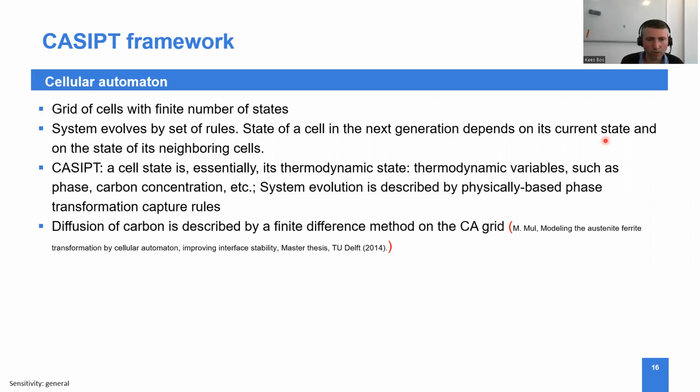And I think quite important is that on top of that, we have a finite difference method which directly works on the CA grid that can be used for diffusion calculations. So in that sense, it's not a pure CA model, but it's a combination of a CA and a finite difference model.